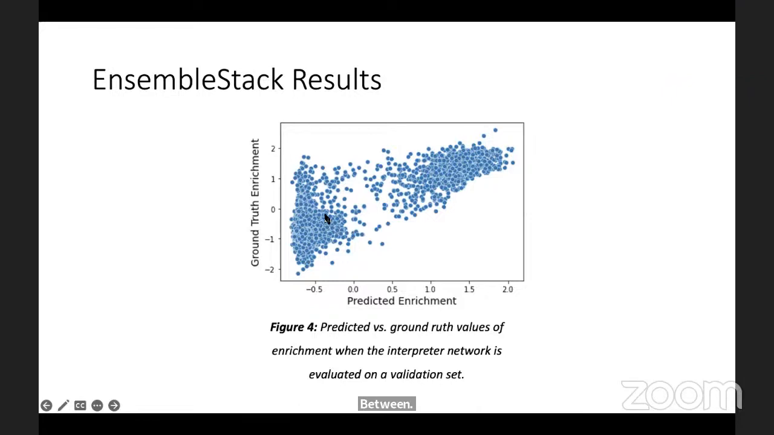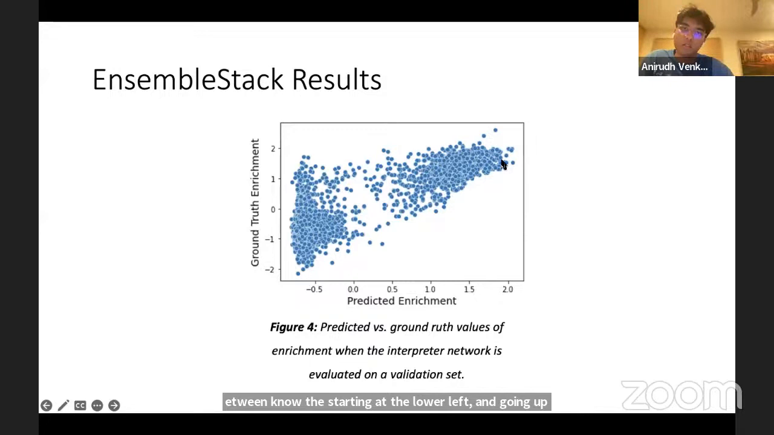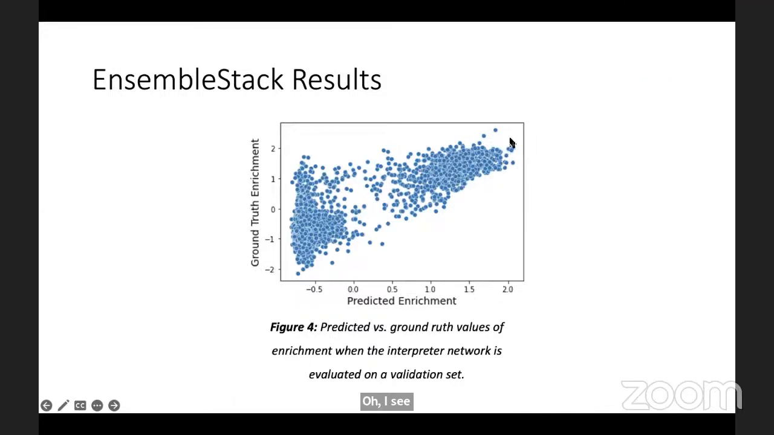Starting at the lower left and going up towards the upper right, you've got a really clear line there. And I was just wondering if there was any real world significance to that, or is it just some kind of artifact of the math?